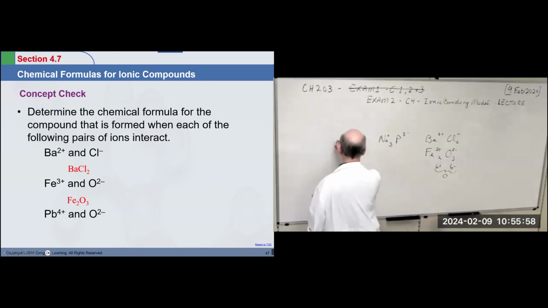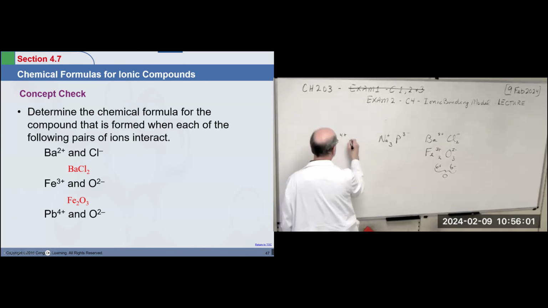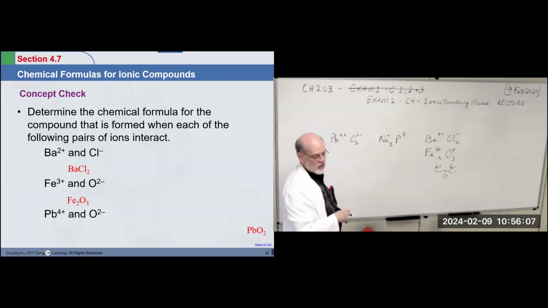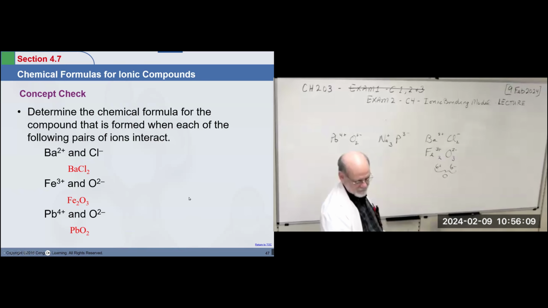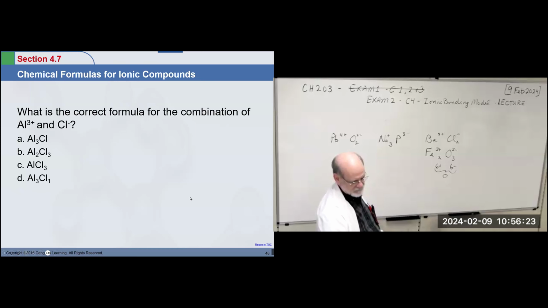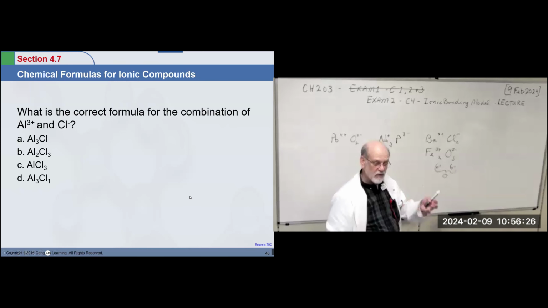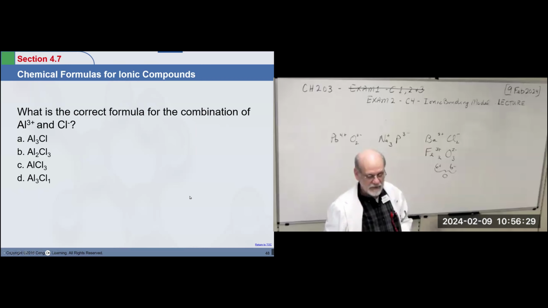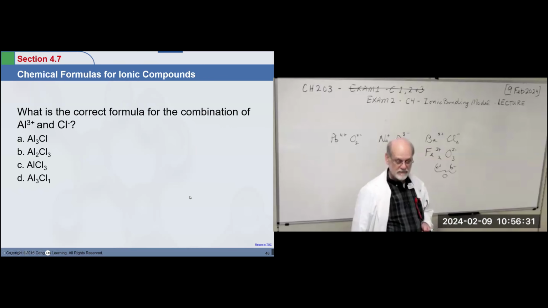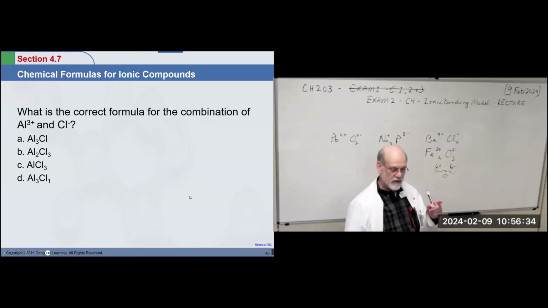And then we've got lead, 4 plus, and oxygen, 2 minus. All we need is 2 oxygens, and now we've got the balanced charge. Okay, there's barium chloride, iron 3 oxide, and lead 4 oxide. How about if we combine aluminum and chlorine? We need 3 of the chlorines to give us 3 negatives to balance that 1 aluminum with the 3 positive. So that's what it would look like.